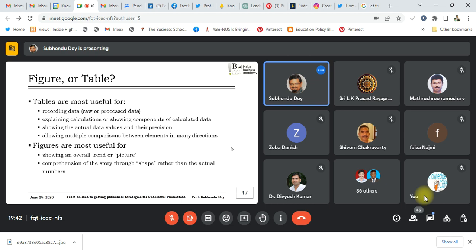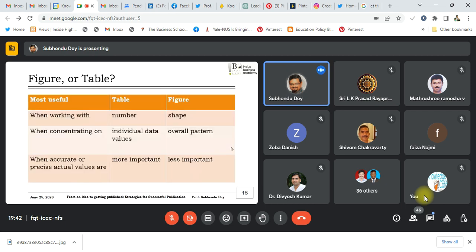Figures can be used to allow simple comparisons between a few elements, right? I've given a comparison here, so please have a look at it. You'll use tables when you have numbers, figures when you have shapes, tables when you're concentrating on individual data values, figures when you're looking at overall patterns, tables when the accurate or precise actual values are extremely important.